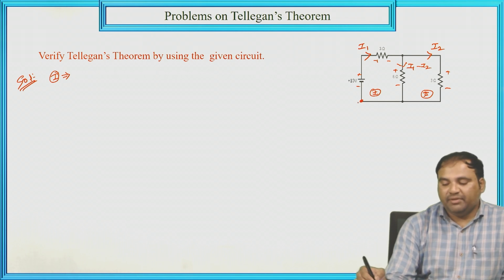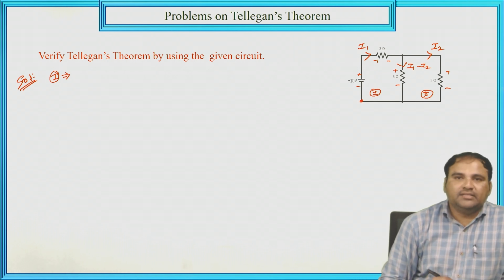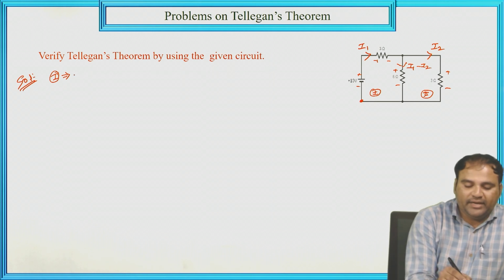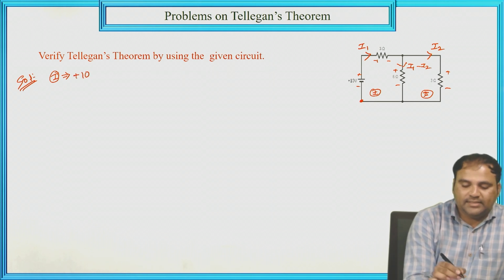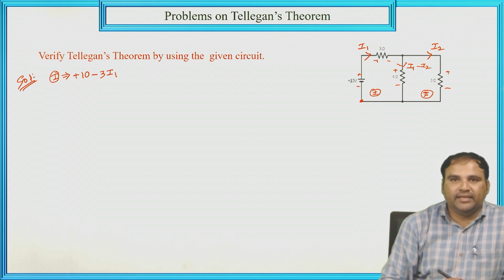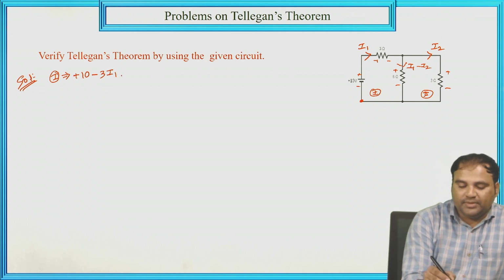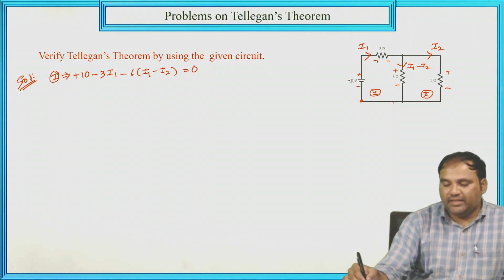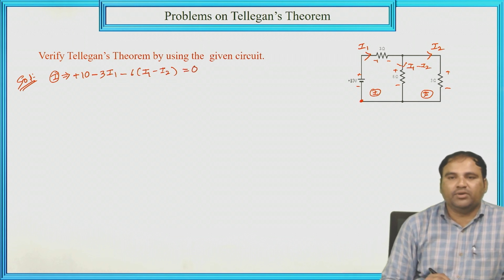So when I am starting from this point, always we need to take the second polarity. The second polarity is plus and the voltage is 10. And for the 3 ohm, the second polarity is minus and the voltage drop is 3I1. So minus 3I1. And at 6 ohm, the second polarity is minus and the voltage drop is 6 into (I1 minus I2). That is equal to 0, because here there are no more elements, that should be equal to 0.